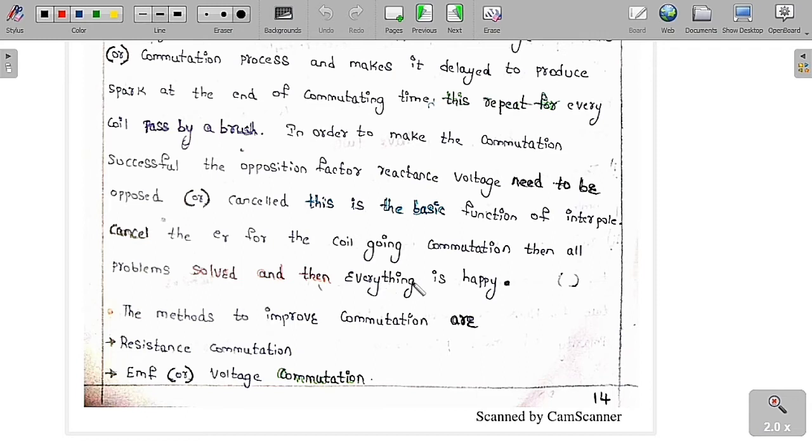This is the basic function of interpole: cancelling the reactance voltage (ER) for the coil undergoing commutation. Then all the problems are solved, and everything is happier.